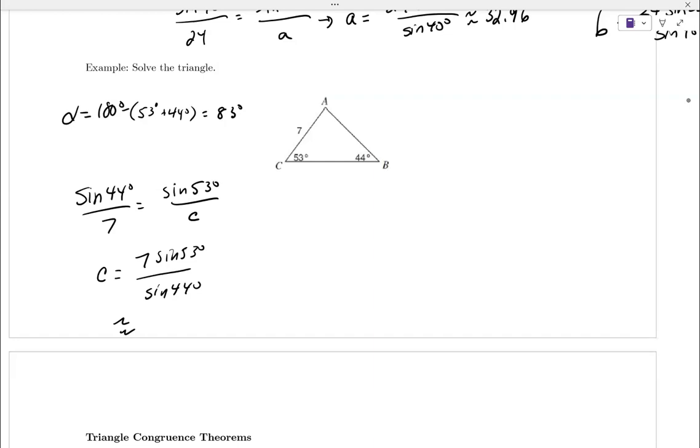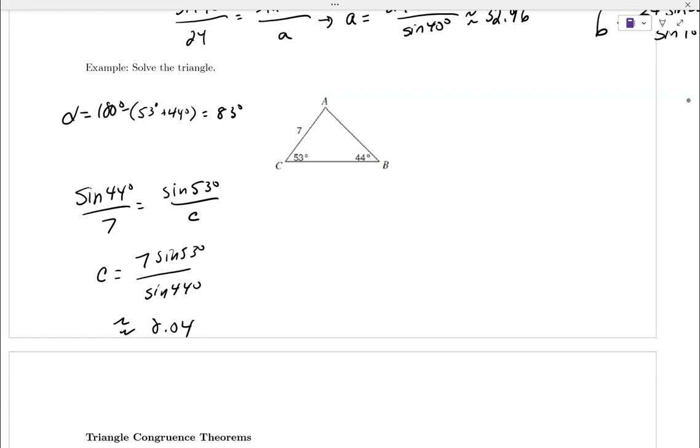8 exactly? Or 8.00? Is that what others got? 0.04? Okay. Does it make sense that it's bigger than 7? Well, why does it make sense that it's bigger? The angle's bigger, right?